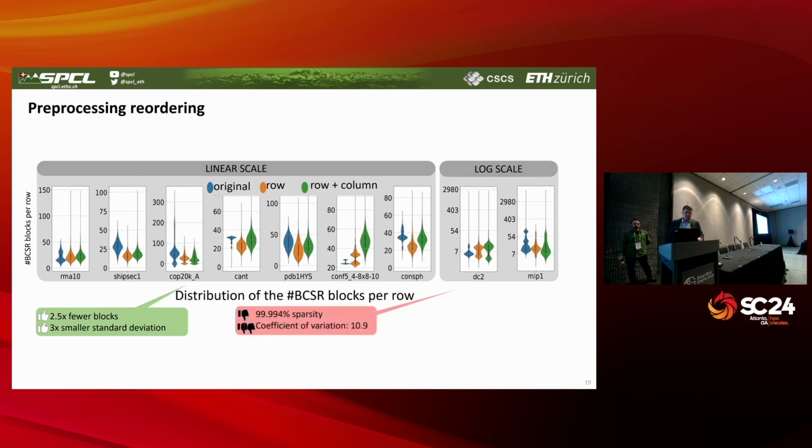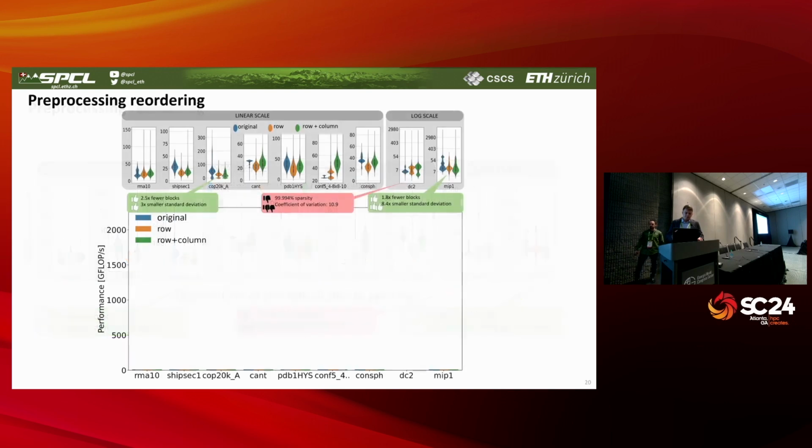Secondly, we emphasize the matrix DC2, which is a negative example. That is one of the sparsest matrices in the collection. We see how the coefficient of variation here, which is 10.9, actually hurts the 2D parallel scheme of SMaT. And lastly, we emphasize the MIP1 matrix, where we reduce the number of blocks by 1.8 times, yet what helps us more is reducing the standard deviation by 8.4 times.